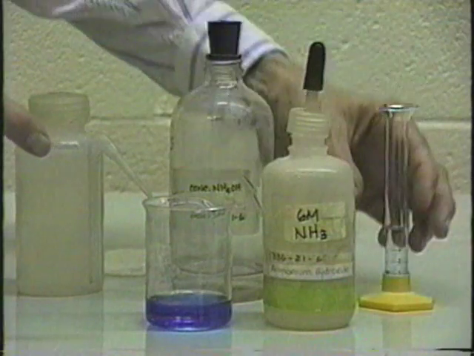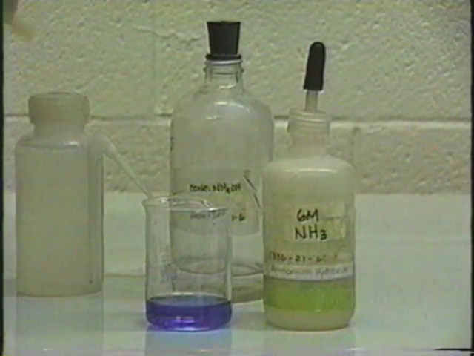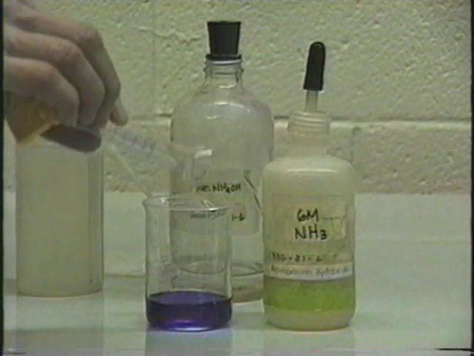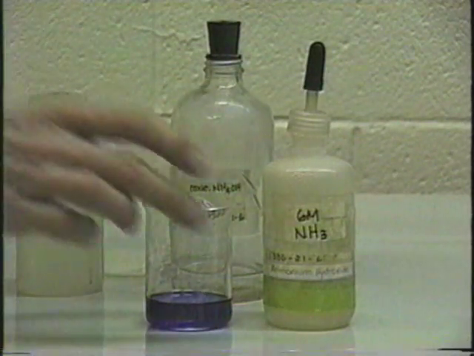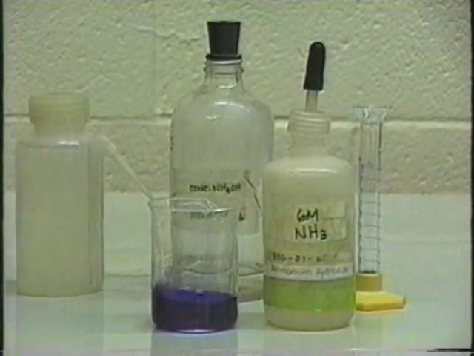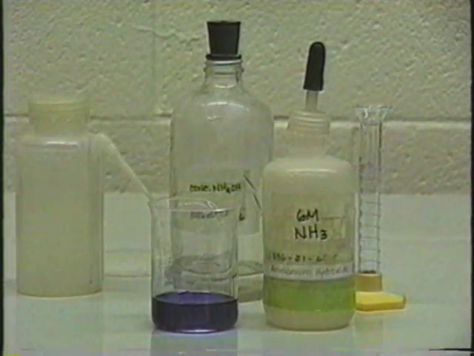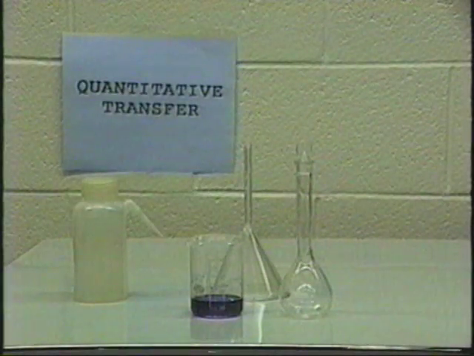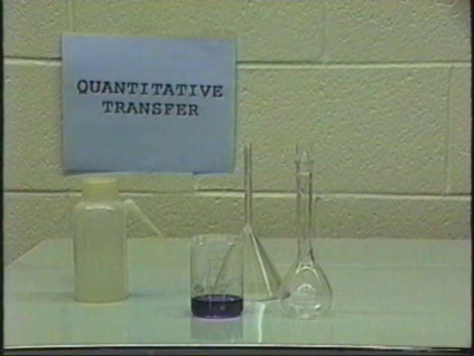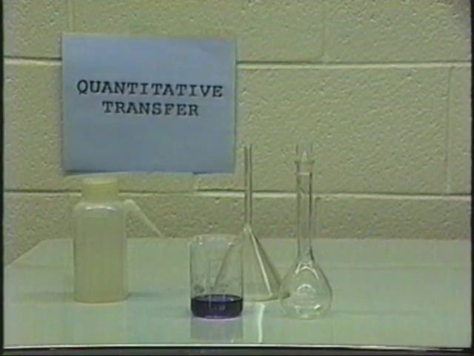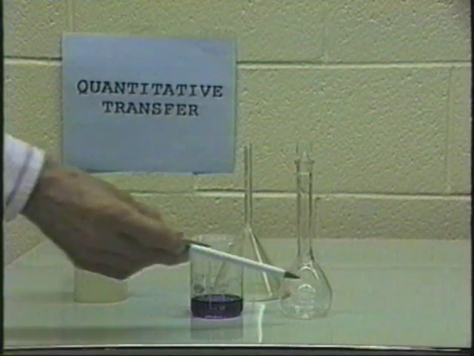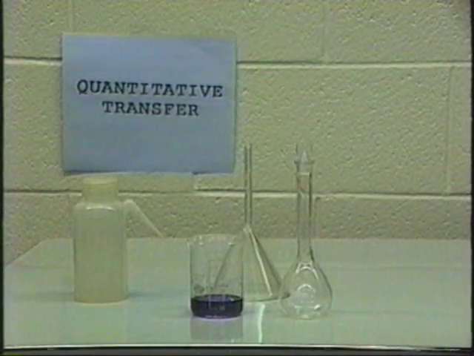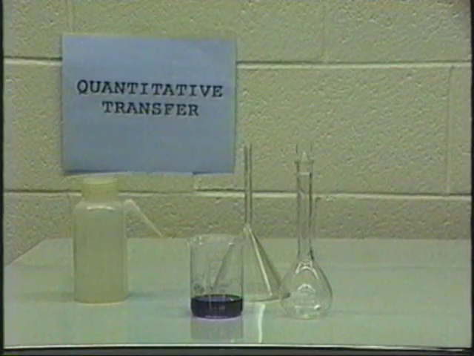Okay, that's it. At this point, we'll add the concentrated ammonia, and now we're ready for the quantitative transfer to the volumetric flask. In a quantitative transfer, you'll want to make sure that all the copper is transferred from the beaker into the volumetric flask, down to the last fraction of a microgram.